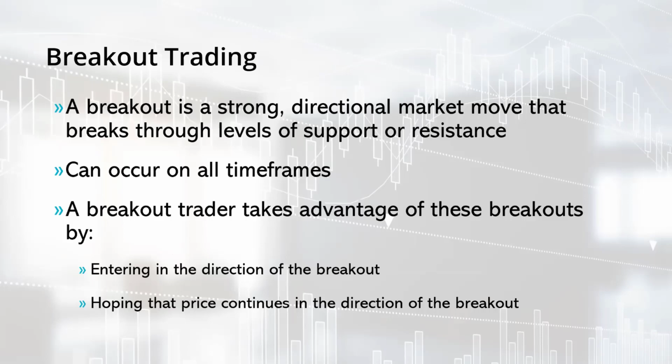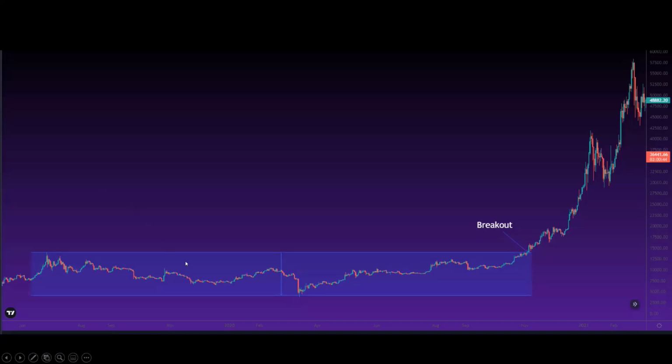Because once resistance is broken, this level is out of the way, chances are that price will move in that direction for quite some time afterwards. Or once support to the downside is broken, the hope is that price will move in the downside direction for quite some time afterwards, and you can trade accordingly.